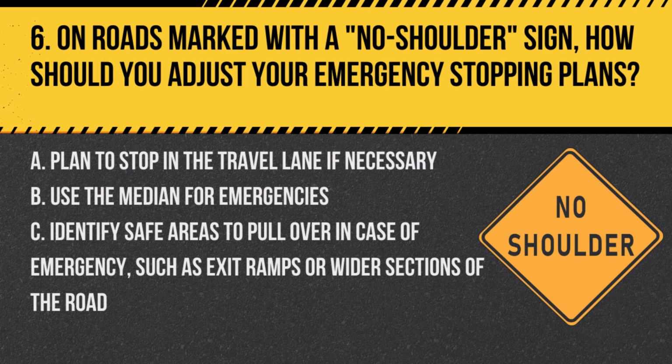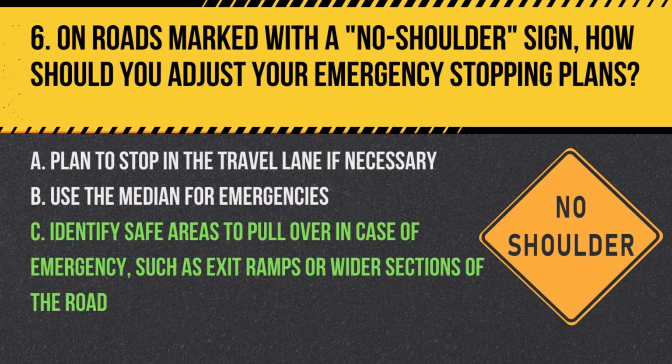Question 6. On roads marked with a no-shoulder sign, how should you adjust your emergency stopping plans? A. Plan to stop in the travel lane if necessary. B. Use the median for emergencies. C. Identify safe areas to pull over in case of emergency, such as exit ramps or wider sections of the road.